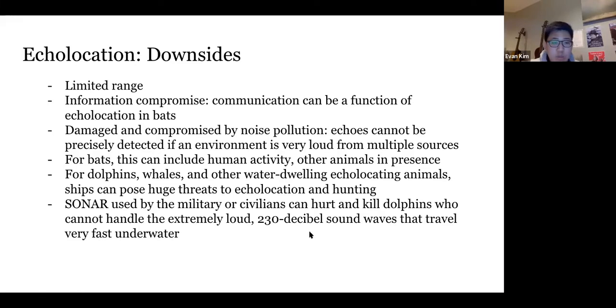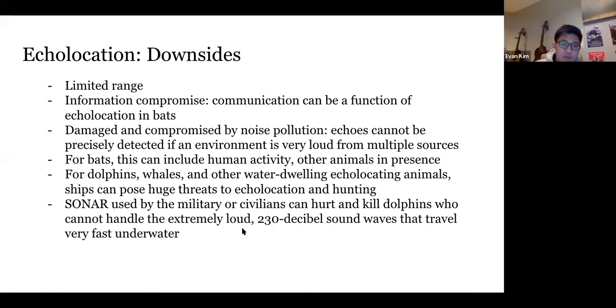Another weakness of echolocation is that information can be compromised, because again, information is a function served by echolocation. It can be intercepted by other animals that can hear the echolocation as well. So an animal, while in the process of hunting, could give away its position to a predator.